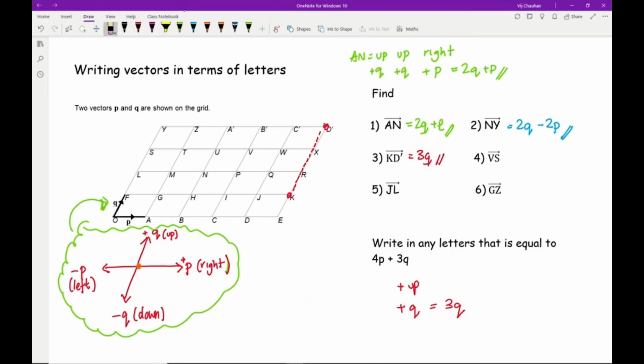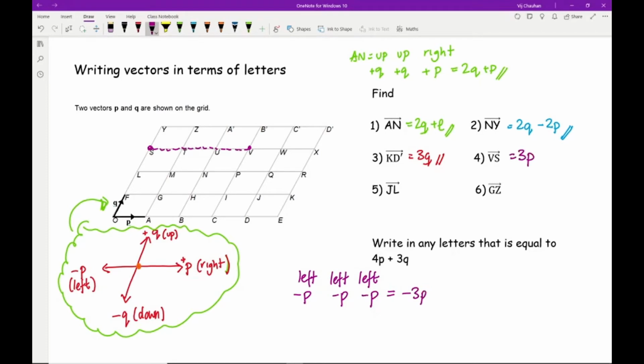Again, looking at question 4, here we're going from V to S. Let's pick a different colour, let's go for purple. Here I'm going V to S, so first let's find V, which is here. Let's find S, which is here. So I'm going to go along this route here. V to S is left, left, and then left. And again, left is minus P, so I've got minus P, minus P, minus P. So minus 1 plus minus 1 plus minus 1 is minus 3P. So the final answer there is minus 3P, and I forgot the minus, so let's just stick that in.